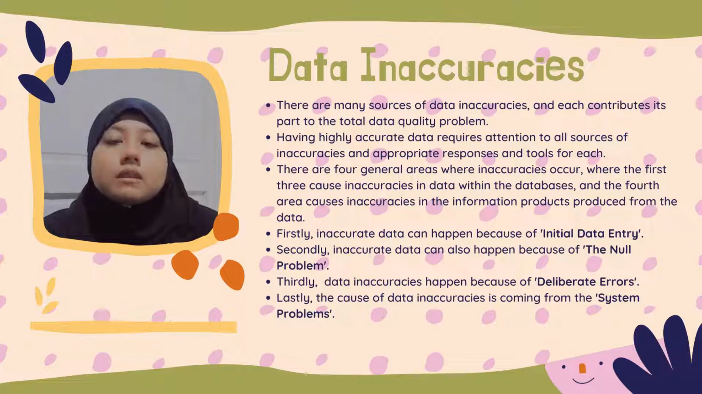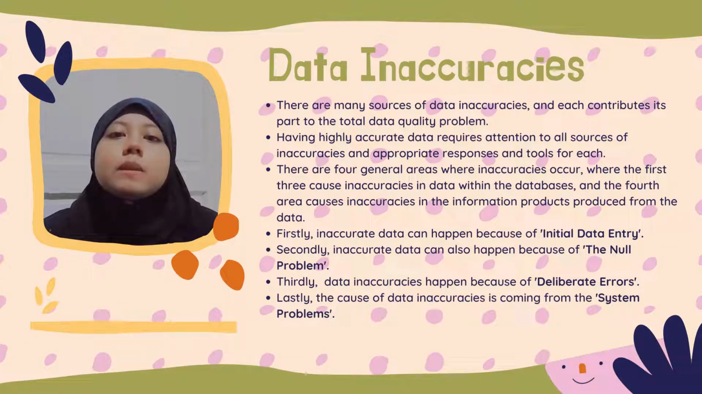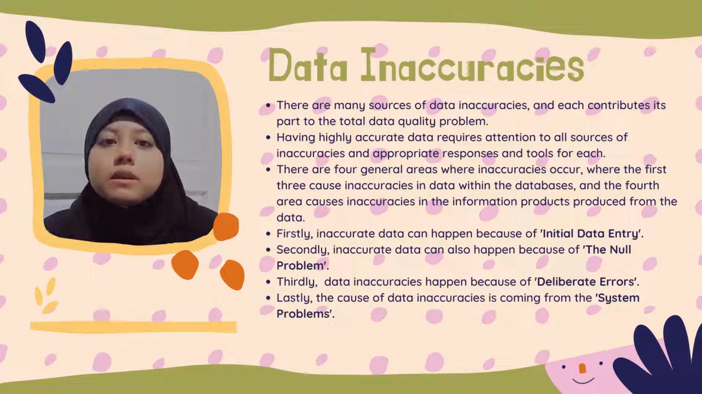Secondly, inaccurate data can also happen because of the null problem. A special problem occurs in data entry when the information called for is not available. The data element has a value, an indicator that the value is not known or an indicator that no value exists or is applicable for this element in this record.